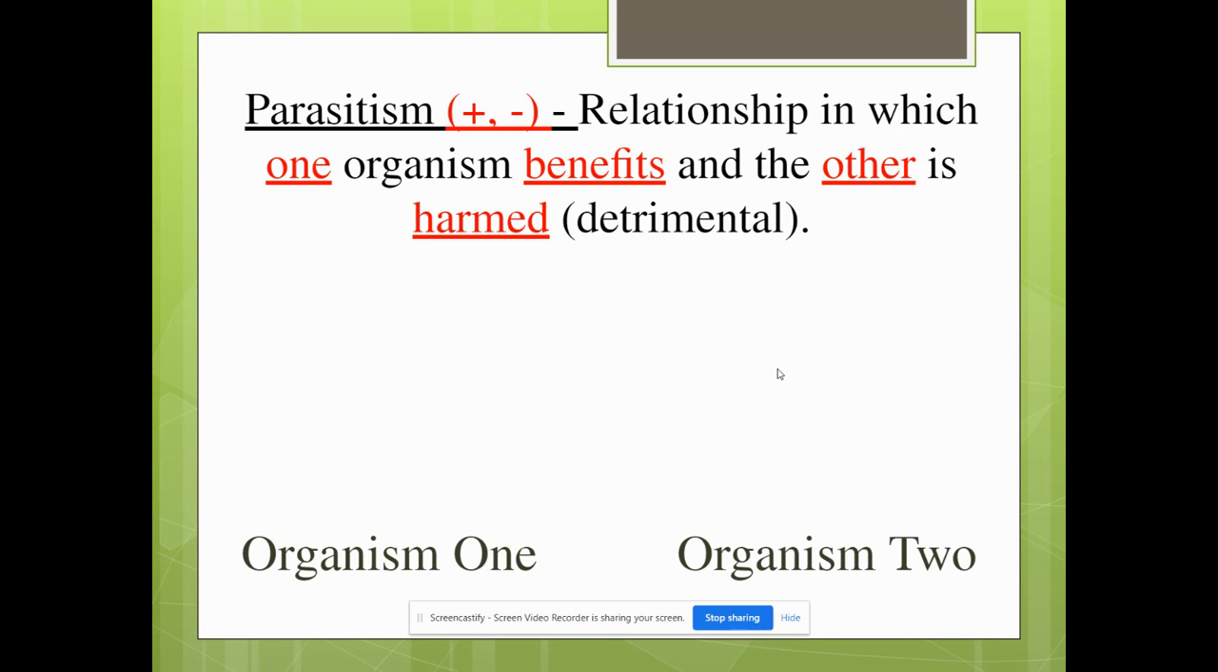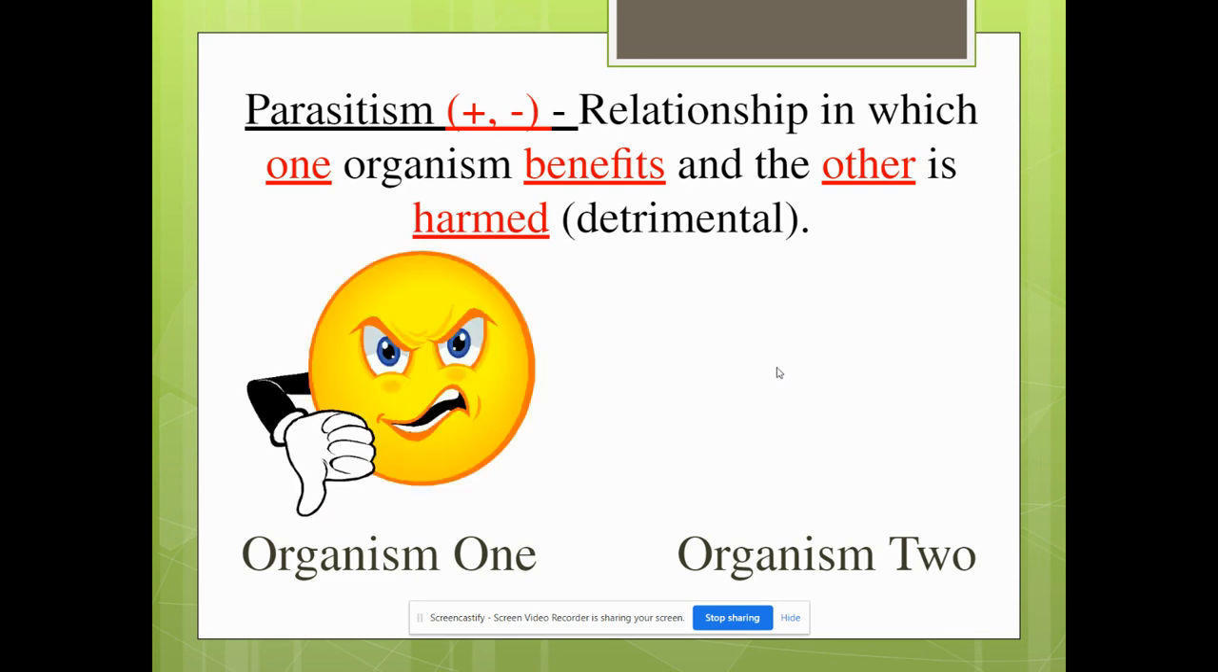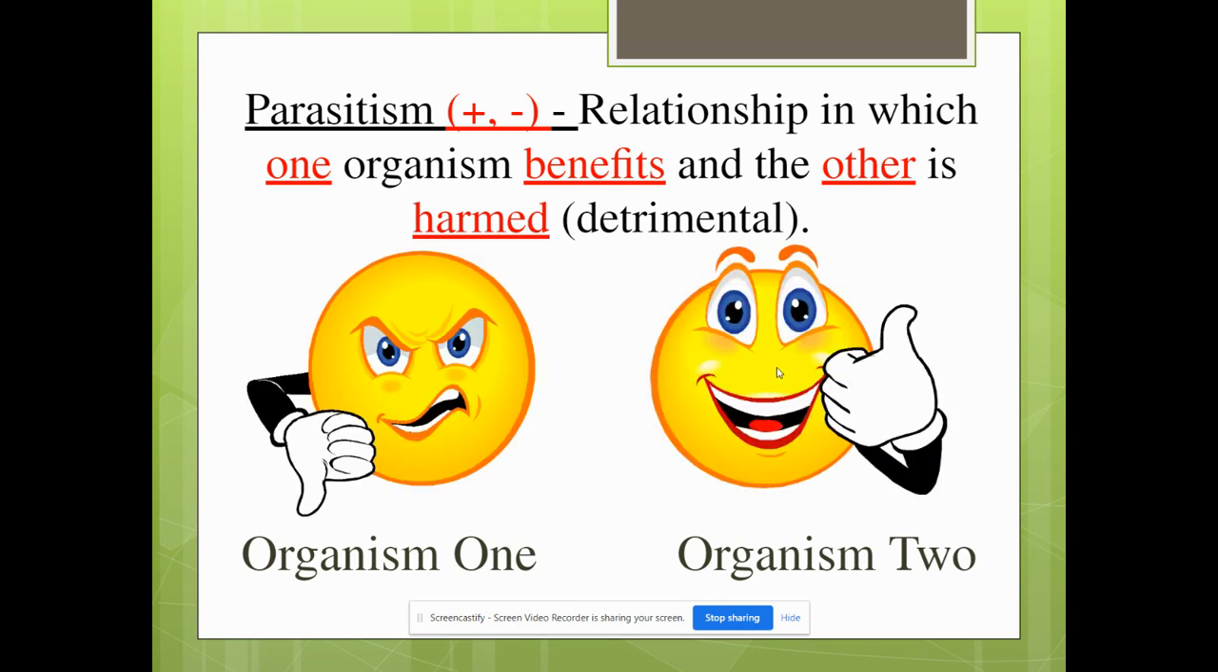So let's talk about parasitism. This is a relationship where one organism is benefiting, but the other one is getting harmed, so it's detrimental. So we get one thumbs down and one thumbs up.